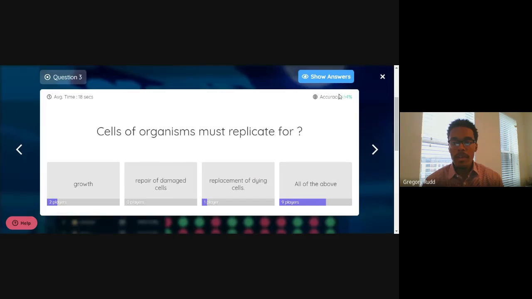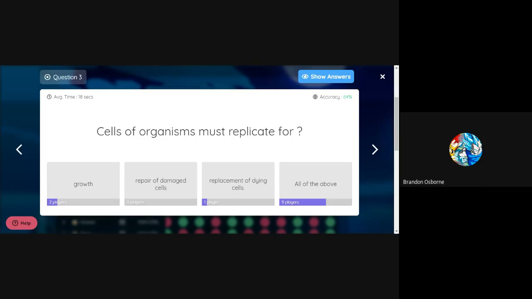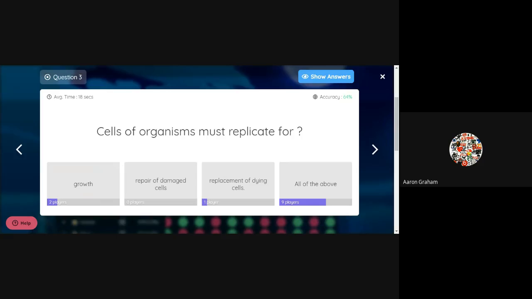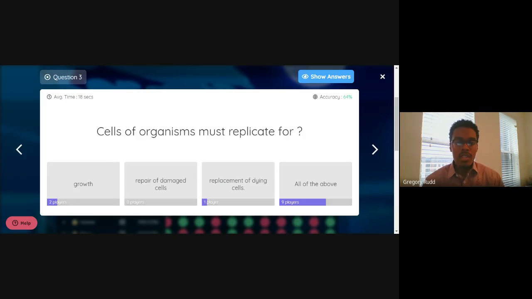This one, accuracy was a little better, still not at 80%, but it was a little better. Cells of organisms must replicate for blank. Repair of damaged cells. That's one of the reasons, yes. So all of the above. All of the above was the correct answer here. So cells have to be replicated for all of these reasons in order for organisms to grow, in order for, like you said, the repair of damaged cells to take place, and then also in order to replace dying cells. So all of the above was the correct answer here.